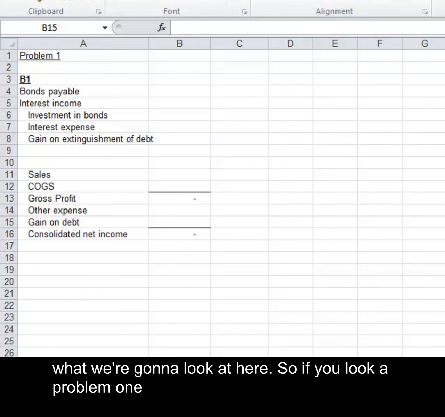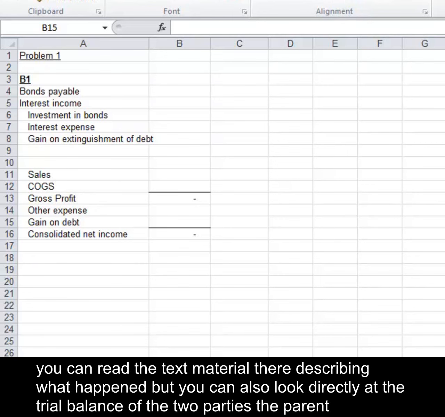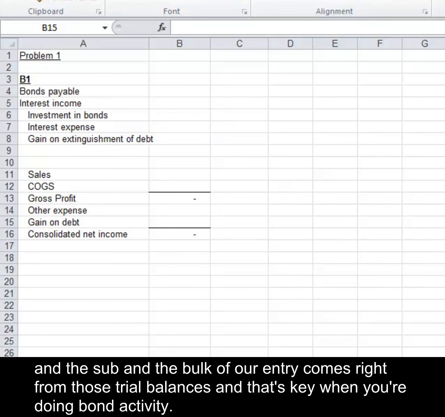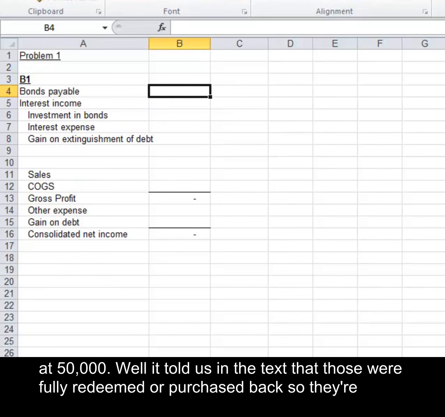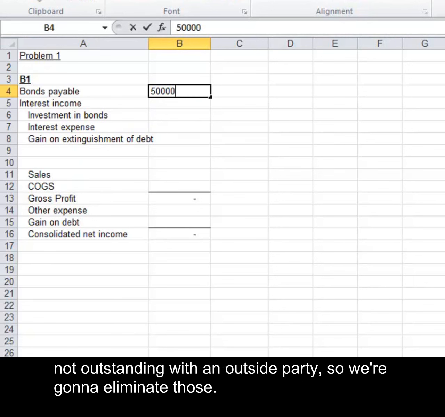So if you look at problem 1, you can read the text material there describing what happened, but you can also look directly at the trial balance of the two parties, the parent and the sub. And the bulk of our entry comes right from those trial balances. And that's key when you're doing bond activity. So if we look at the bonds payable itself, it is on the subsidiary's book, which is often the case, at $50,000. Well, it told us in the text that those were fully redeemed or purchased back, so they're not outstanding with an outside party, so we're going to eliminate those.